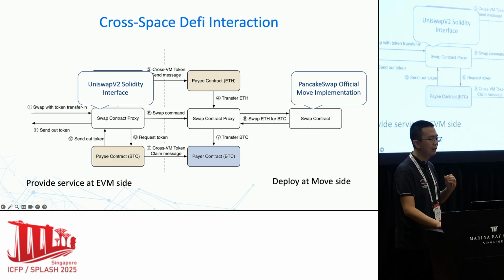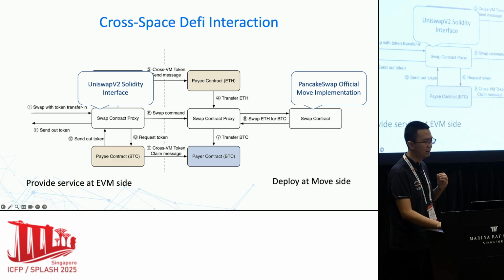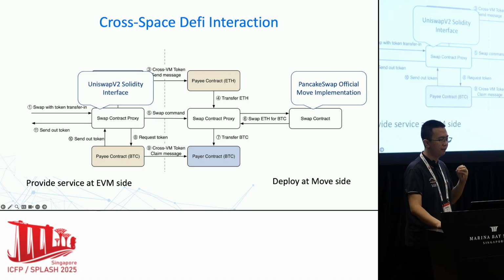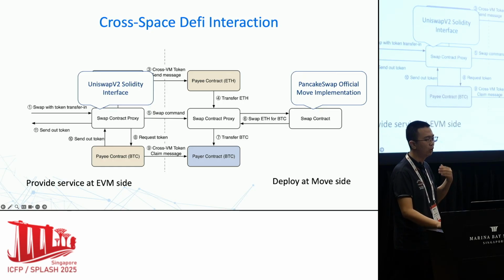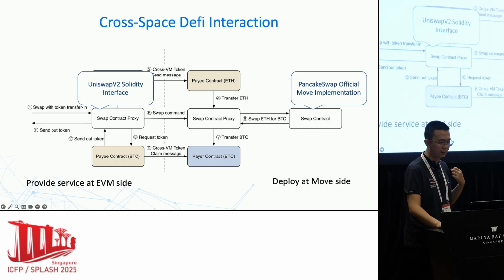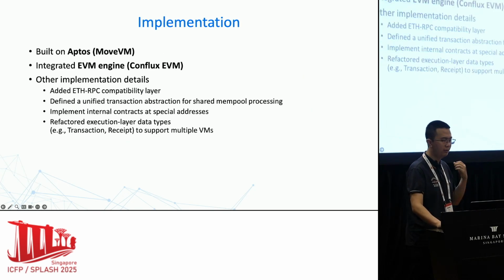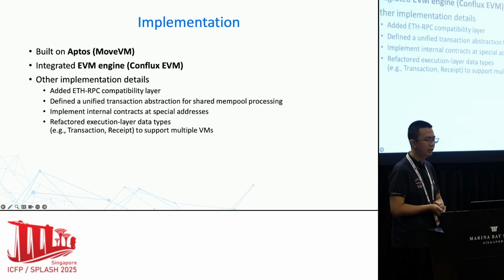So this interface is compatible with the existing EVM ecosystem such as the wallets, the existing smart contracts, and the SDKs. So we can achieve that. You can develop your product at one space and provide a service in another, maybe one that is more mature and has more users. So we have implemented such a system. Our implementation is based on Aptos. Aptos is a MoveVM blockchain.